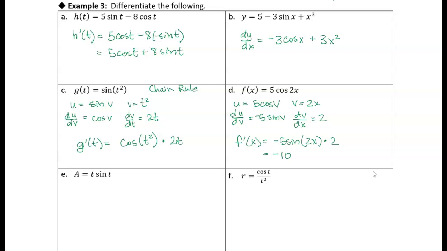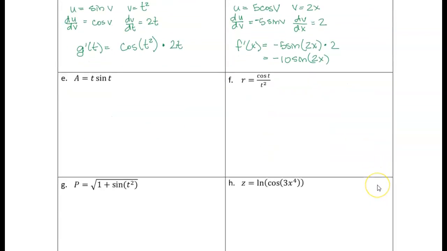This is a pretty easy simplification, so it's no big deal. But sometimes you feel compelled to simplify because it looks really ugly. But if you make mistakes, then suddenly it's wrong, and it's actually easier for me to check it if you don't simplify. But in this case, it looks much nicer to write negative 10 sine 2x. All right, now those two both involve the chain rule, right? They both involve the chain rule.